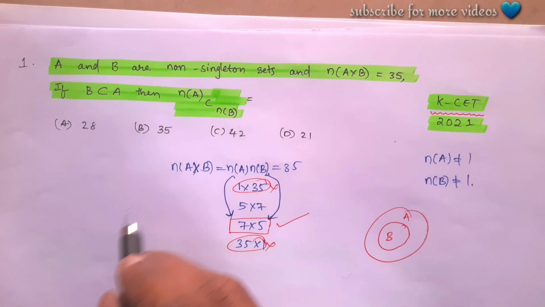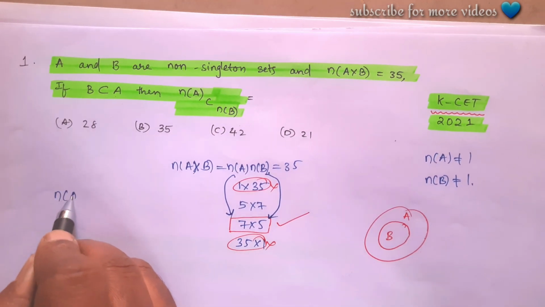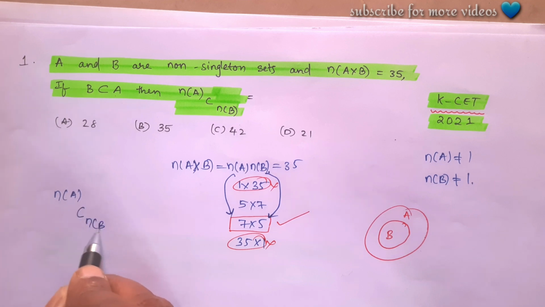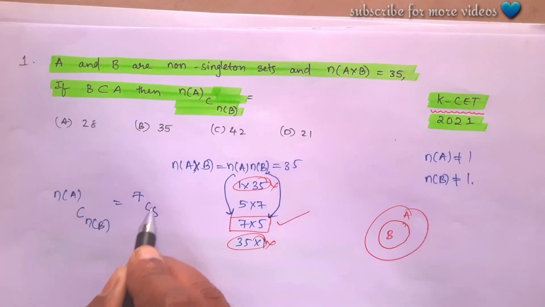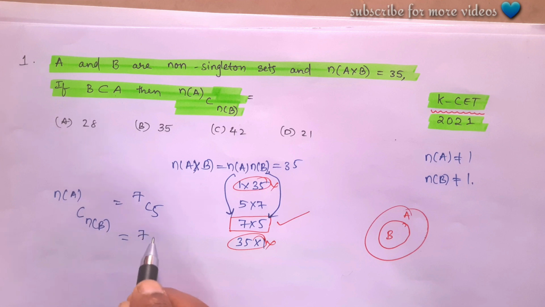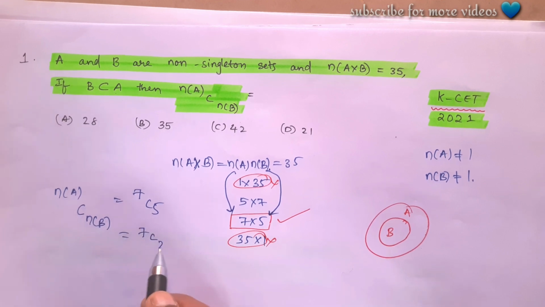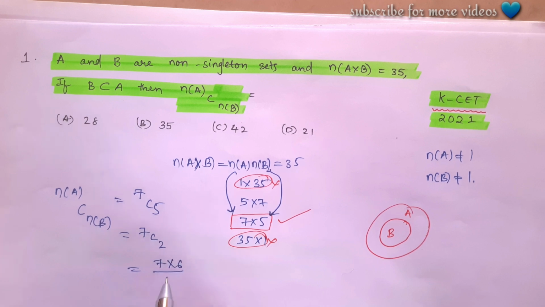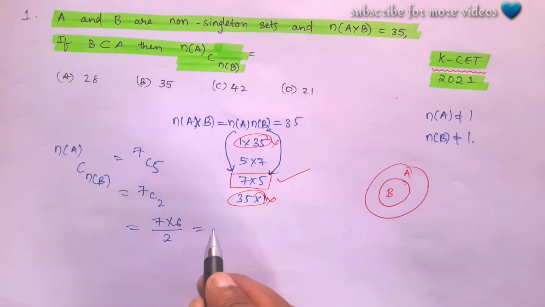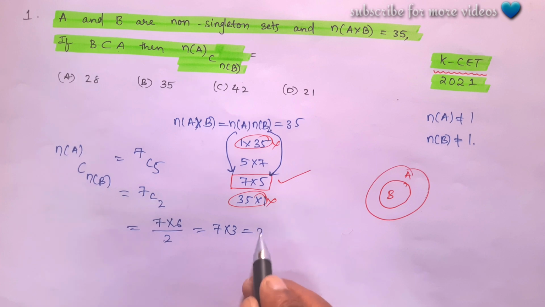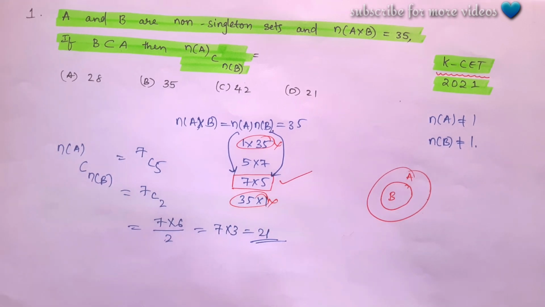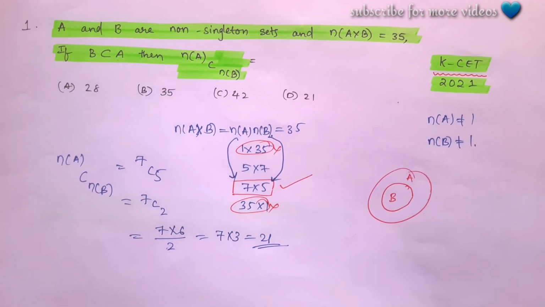So n of A C n of B will become 7C5. So 7C5 we can also write like 7C, 7 minus 5, which is 7C2. How to simplify? 7 into 6 by 2, nothing but 2 ones are 2, 2 threes are 6, 7 into 3, which is equal to 21. So this is our final answer. So these are the questions regarding binomial theorem.